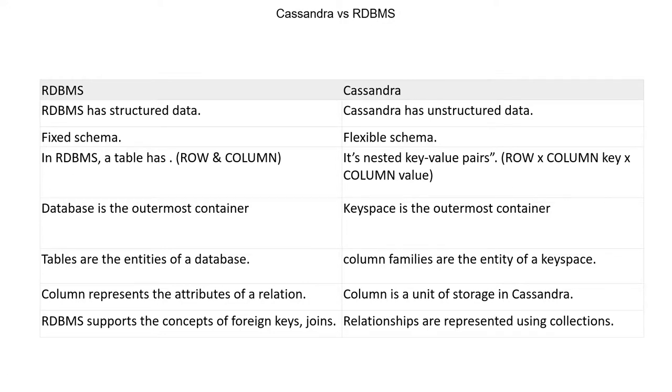Database is the outermost container in case of RDBMS. In case of Cassandra, it is Keyspace. In RDBMS, tables are the entities where you store the columns and the rows. The synonym for table in Cassandra is column family, right? A column represents a structure in your table, and in case of Cassandra, column is a unit of storage. RDBMS supports foreign keys, joins, etc. In case of Cassandra, relationships are represented using collections. And that's all about the basics of the data model in Cassandra.